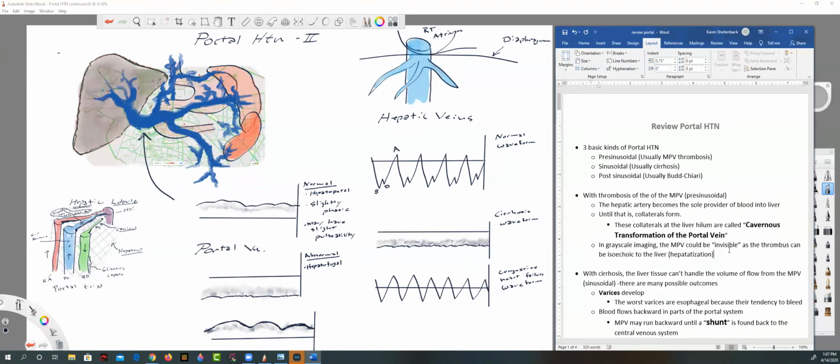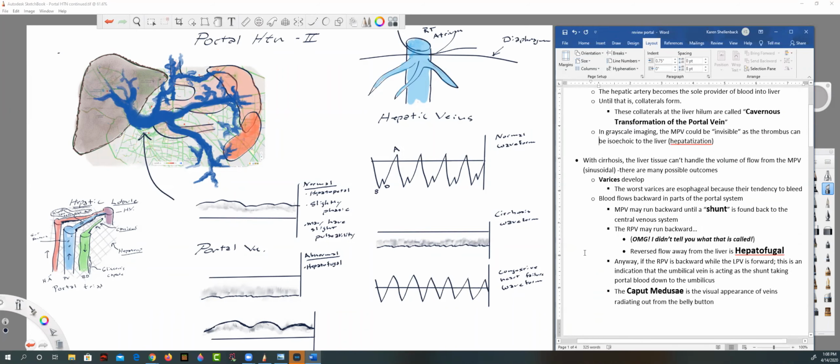With cirrhosis, the liver tissue can't handle the volume of blood flow. And this is sinusoidal. There are many possible outcomes. Varices develop, and I drew in varices over here. The varices, the worst varices and the most common actually, are the esophageal because of their tendency to bleed. Of course, there's splenorenal varices, and there's hemorrhoidal varices, and there's all sorts of abdominal varices.